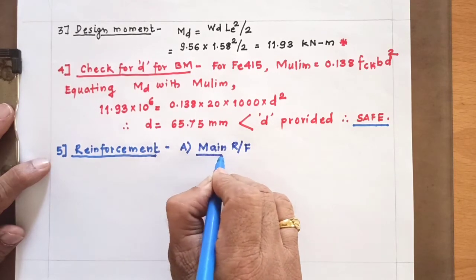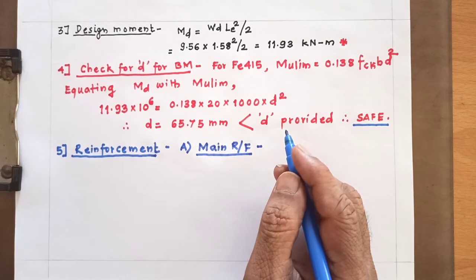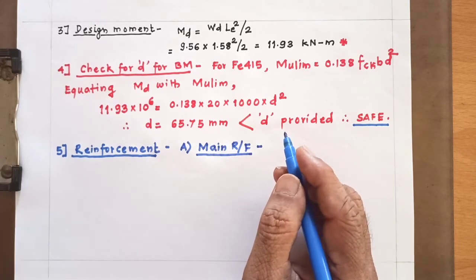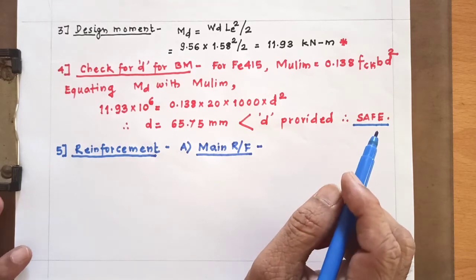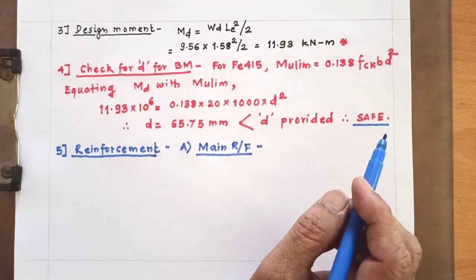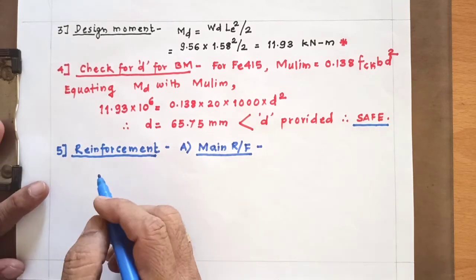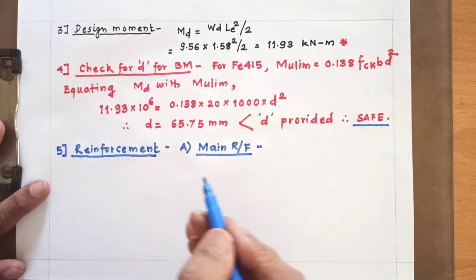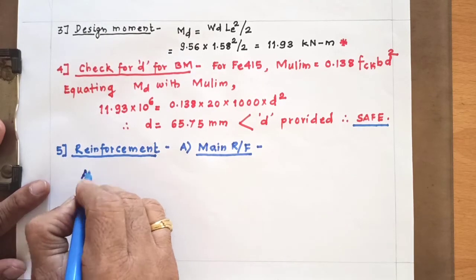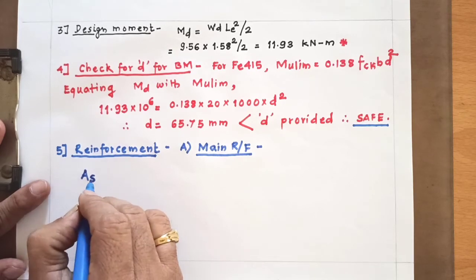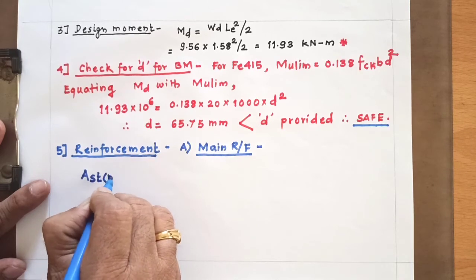Now, one important point you have to keep in mind, that as it is cantilever, the main reinforcement is to be provided at top, because the tension will be induced at the top. Okay. Now, let us use the usual formula of 0.5 FCK upon Fy. Okay. So here, instead of writing the formula, I will save some time by substituting the values directly.